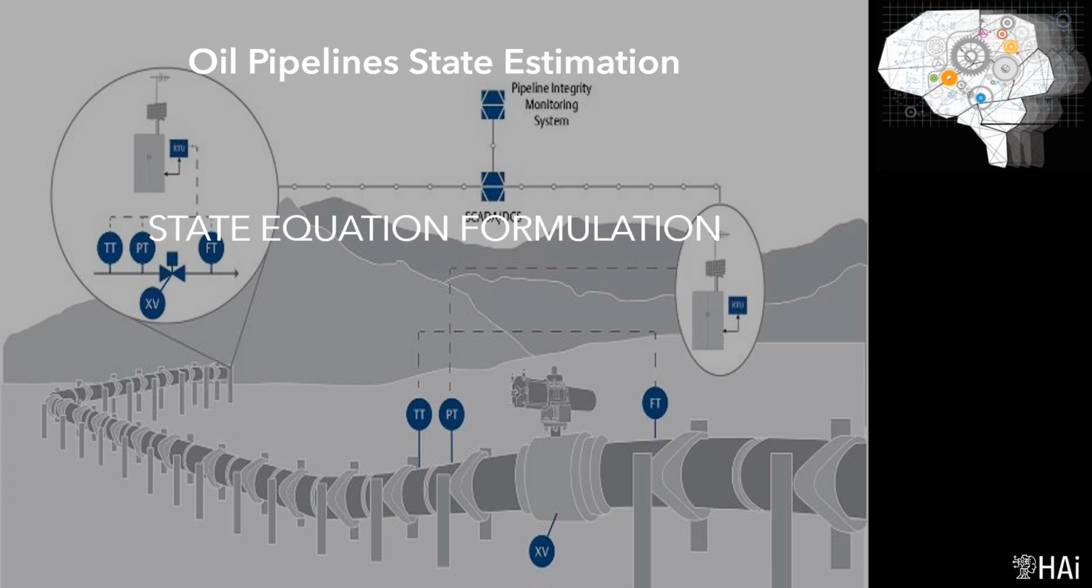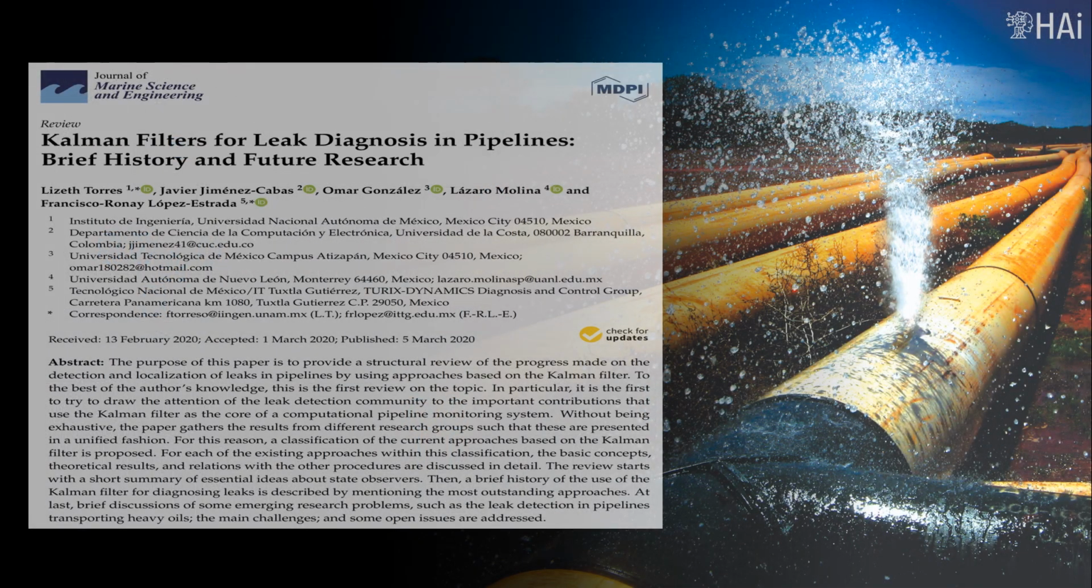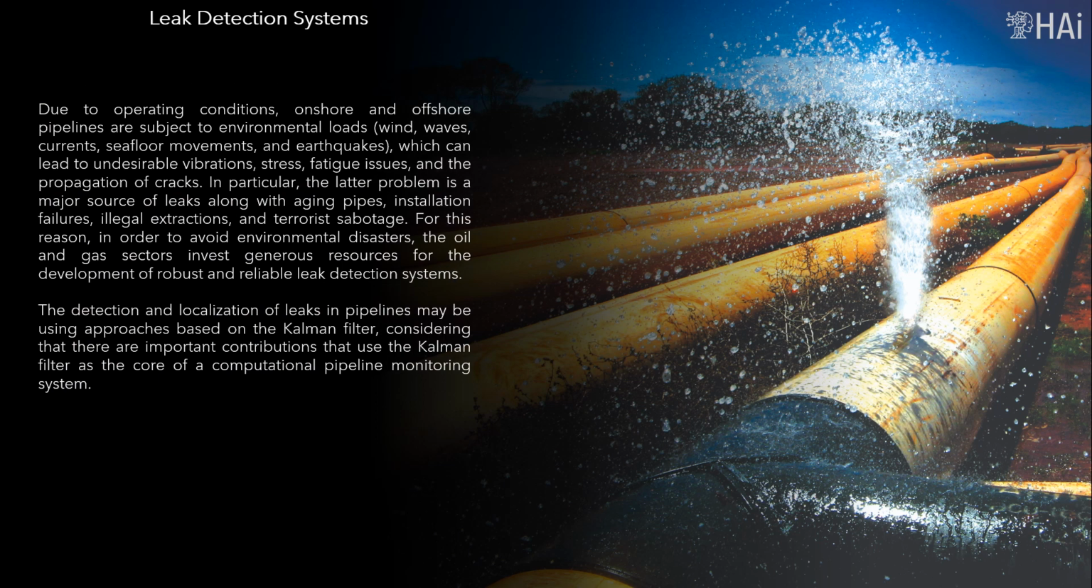State equation formulation. Brief history and future research on pipeline leaks. This section is based on the article Kalman filters for leak diagnosis in pipelines, brief history and future research. Due to operating conditions, onshore and offshore pipelines are subject to environmental loads, wind, waves, currents, seafloor movements, and earthquakes, which can lead to undesirable vibrations, stress, fatigue issues, and the propagation of cracks.